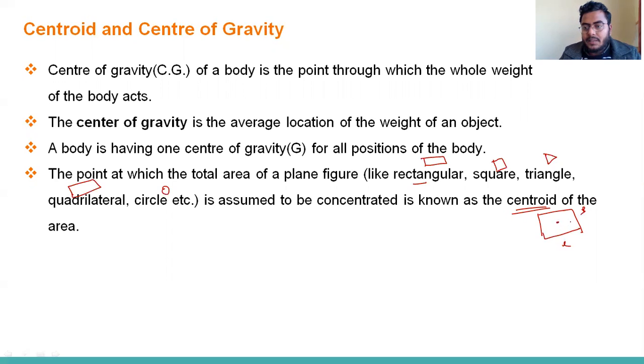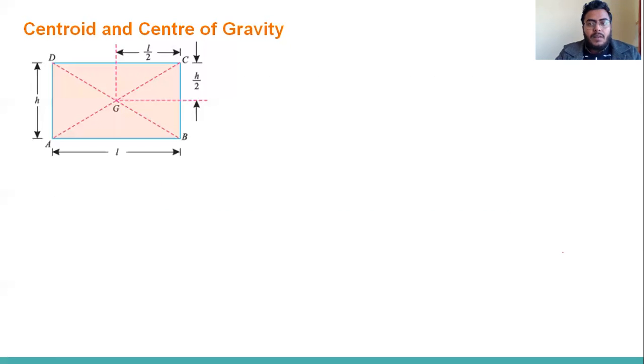Suppose this is the length, this is the width. So it would be L by 2 from the width direction, and B by 2 from the length direction. So this we can call centroid, or we can also call center of gravity. Both are the same thing. Now we can calculate the center of gravity by using various methods: method of moments, integration method, or graphical method. So from some geometrical consideration, we can locate the center of gravity or centroid.